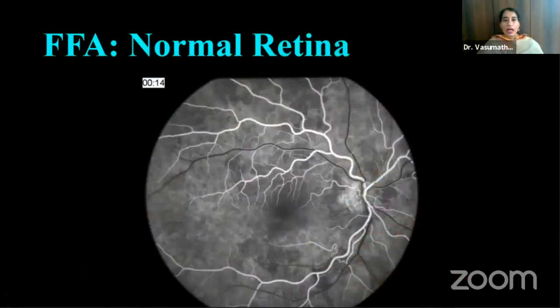And this is how the fundus fluorescein angiogram of a normal retina looks. You have the arteries filling up, and then the veins, you can see the laminar flow. For a beginner, if the laminar flow is seen, that is the vein, and this is the central retina, the macula, and you generally have a foveal avascular zone surrounding the central retina.